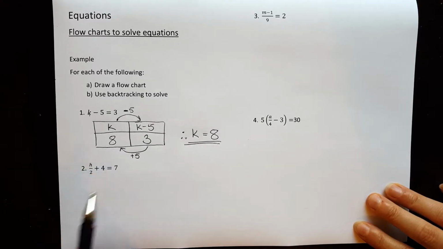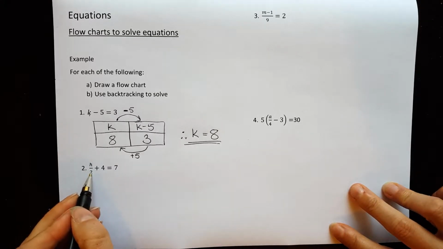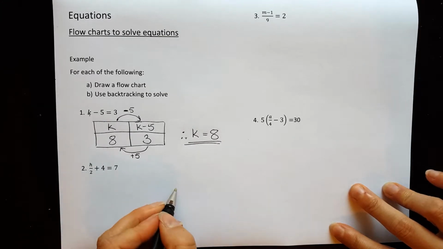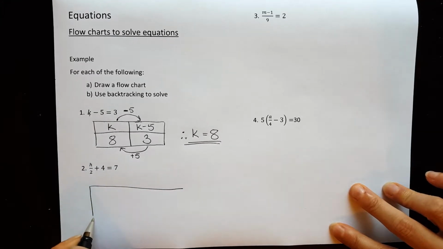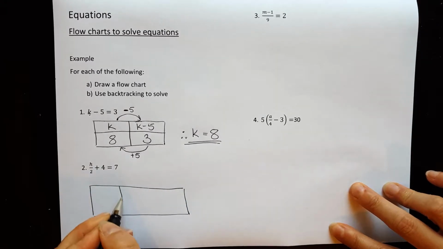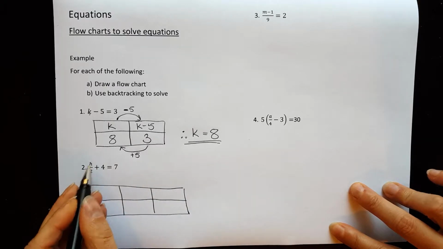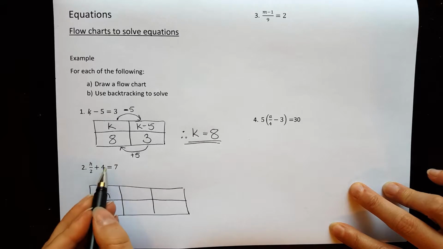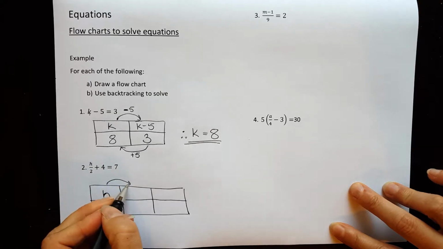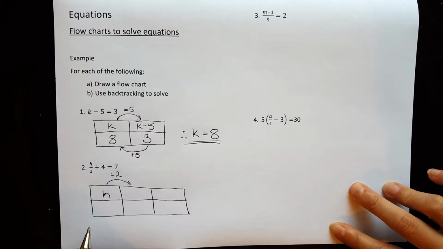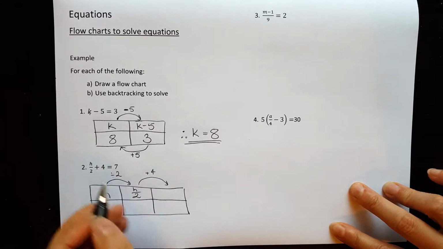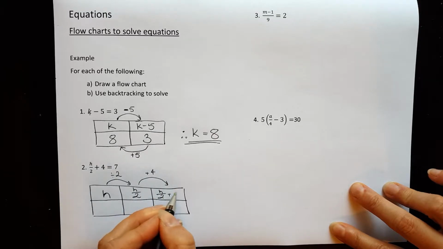H over 2 plus 4 is equal to 7. We have 2 numbers here with the H. So H, 2 and 4, that's 3 things. I'm going to need to make myself a flow chart that has space for three columns here. So H is my pronumeral. Let's build up this expression. First of all, I will need to divide by 2. That will give me H over 2. Then keep building up. I need to add 4 to get this expression, H over 2 plus 4.